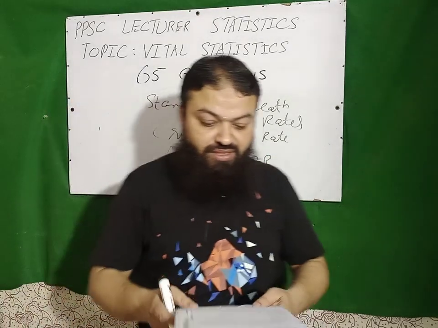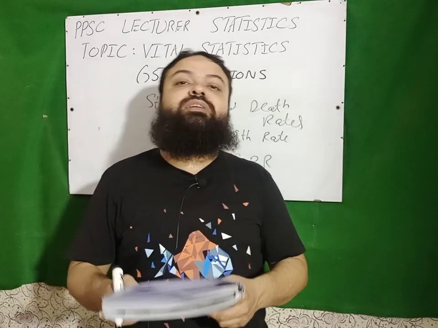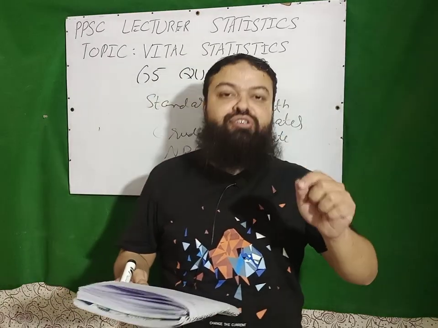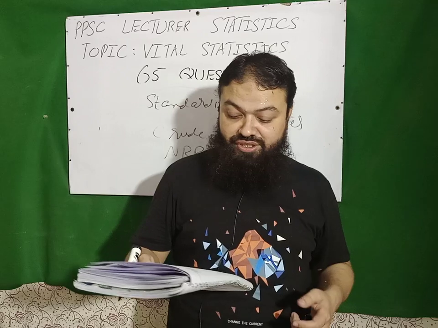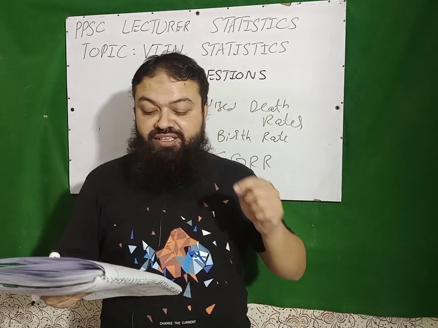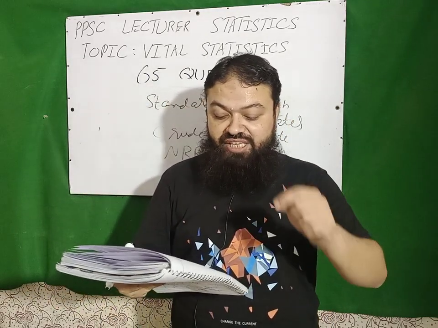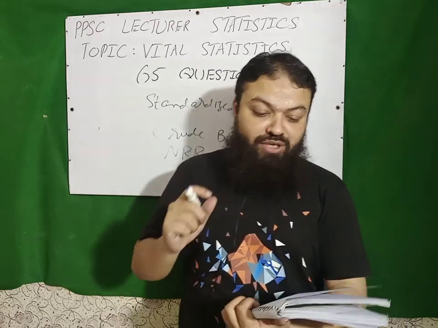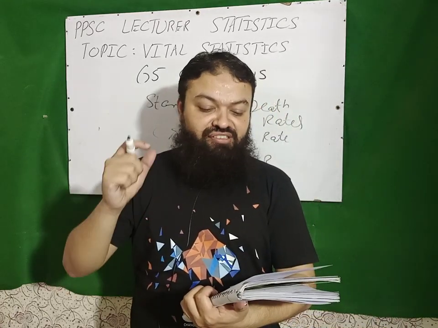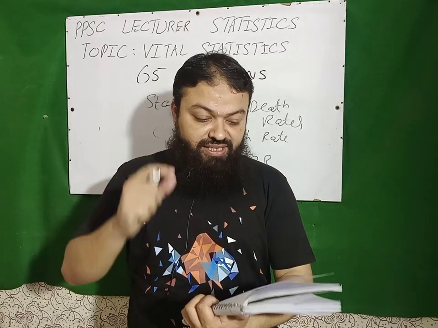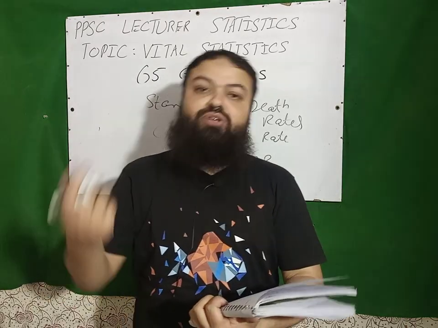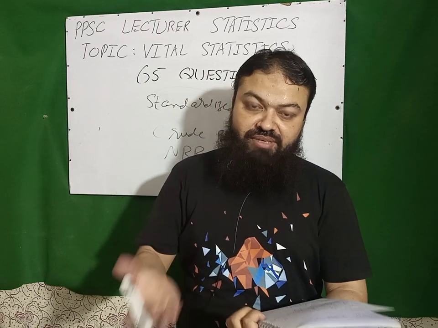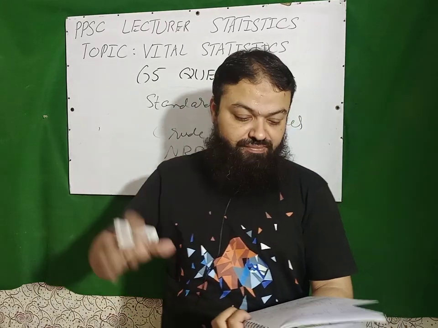Next is fertility rate is growth of the population. Fertility rate is used for checking the growth of the population. Next is total fertility rate is sum of age specific fertility rates. Next question, population of a country becomes stable when fertility and mortality are the same for a long time. Fertility means growth, mortality means deaths.